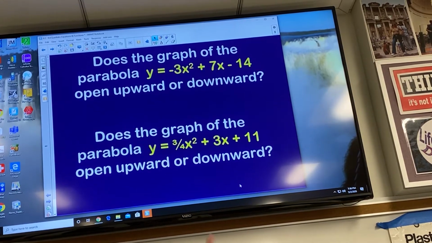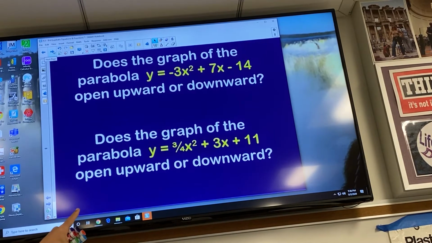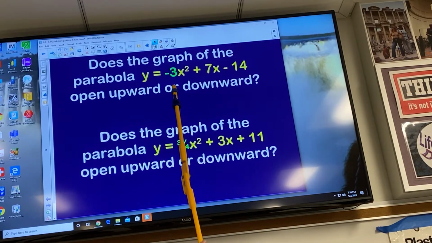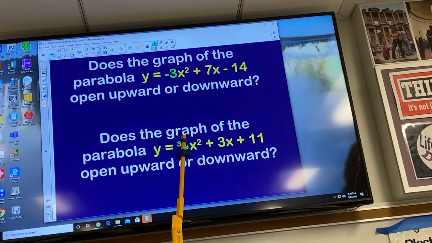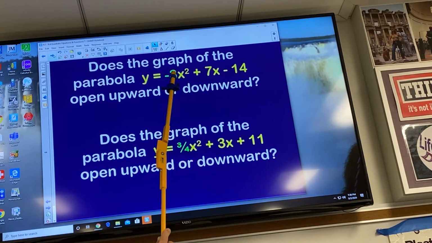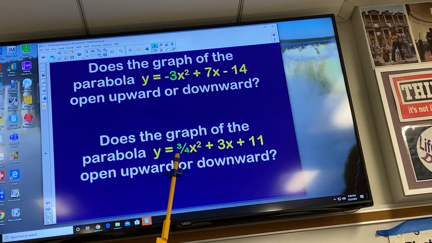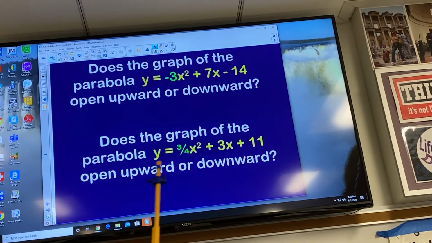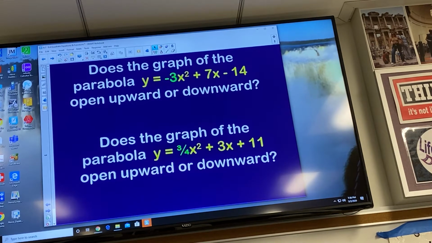Keep your eyes on the thing. Something magic is going to happen. Watch. Ready, watch. Holy moly. What did I do? I just made these stand out, because this is what determines whether it opens up or down. Look, negative 3, that's a negative number, so it opens downward. Look at this one, 3/4. That's a positive number, so guess what? It opens upward. It really is that easy.